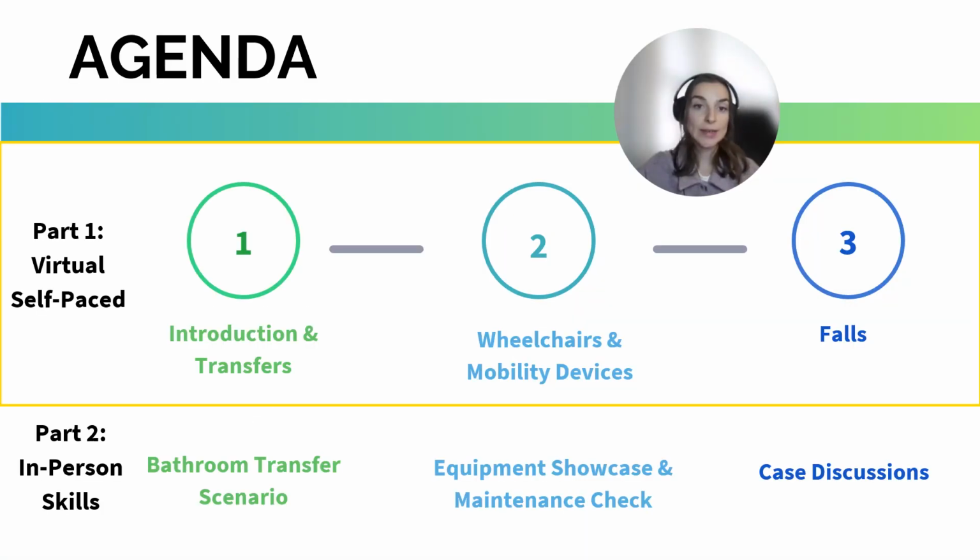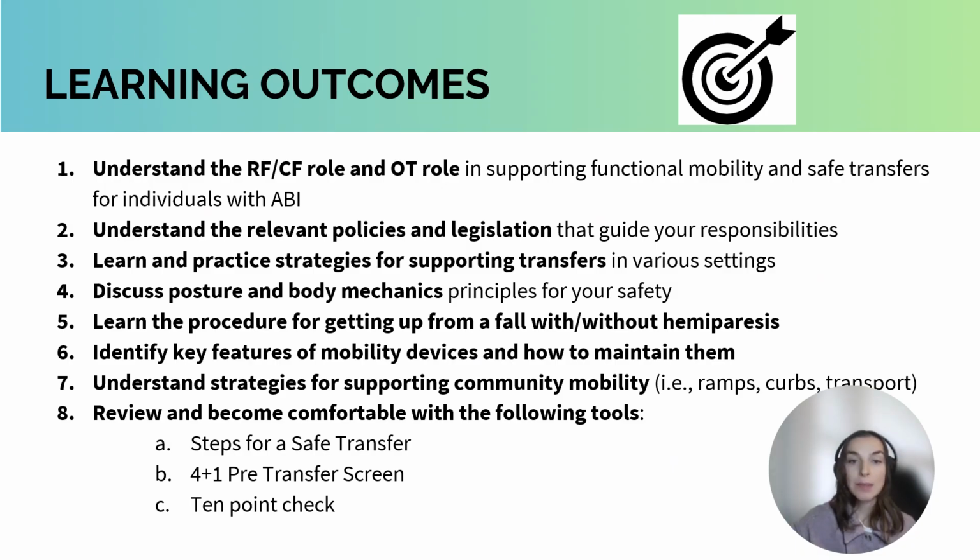This virtual training today has three main sections: transfers, wheelchairs and mobility devices, and falls. The online training provides the foundational knowledge you need in each of these three areas to then go on and complete the in-person skills portion. The skills correspond to each of these sections and will include a bathroom transfer scenario, an equipment showcase and maintenance check, and case discussions. There are 8 main learning outcomes.